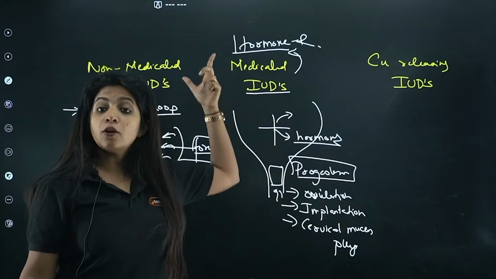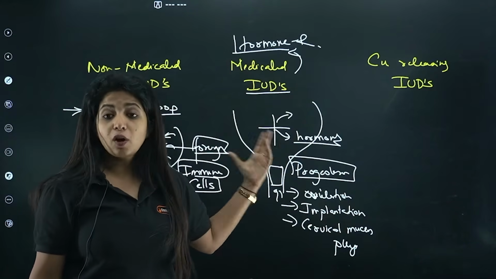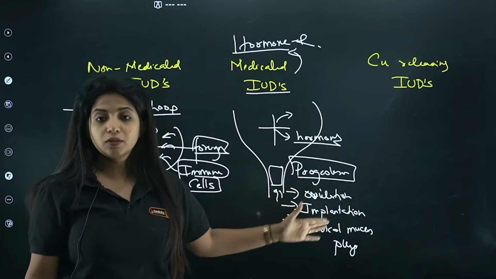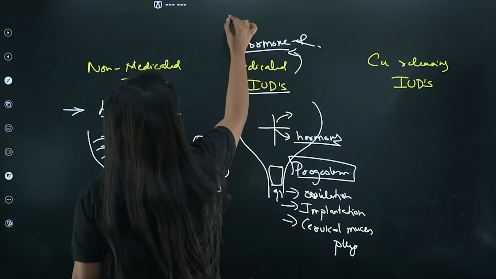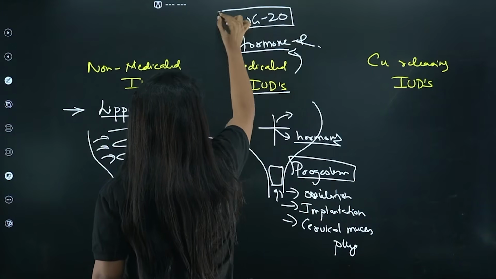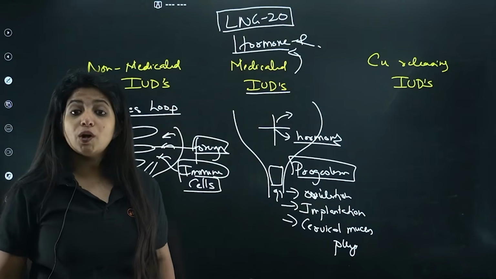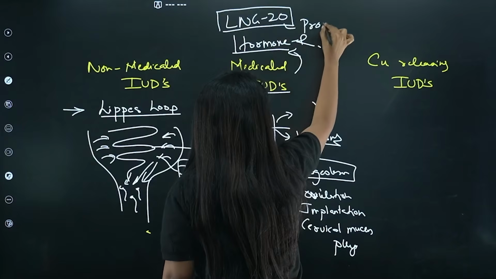So over here in hormone-releasing IUD, you basically are releasing just hormones, which causes hormonal imbalance and causes all these problems. Now, one very important thing, you need to know the example for this. You have LNG-20 as an example, which is called levonorgestrel, or you also have Progestasert.